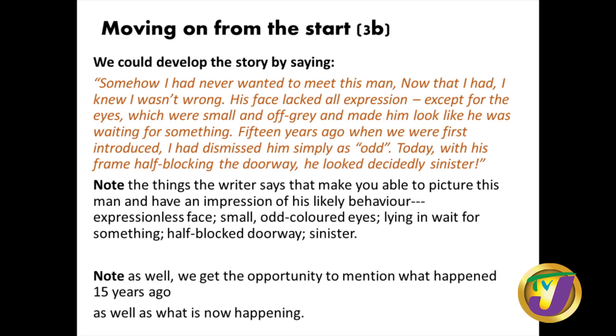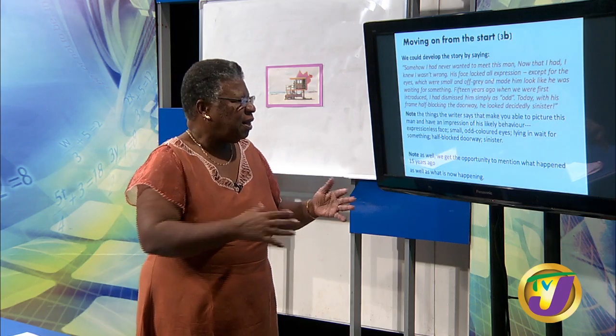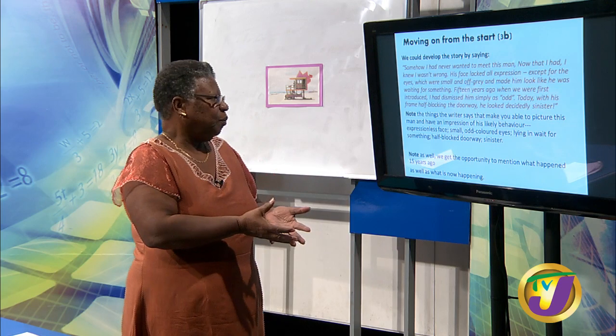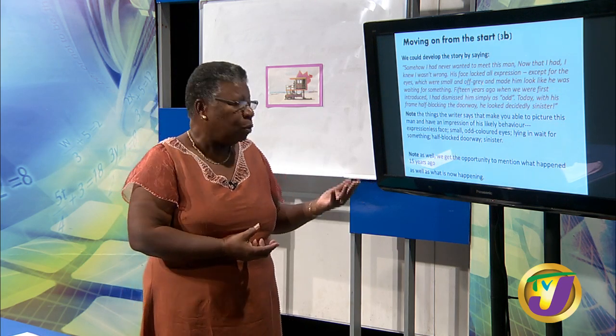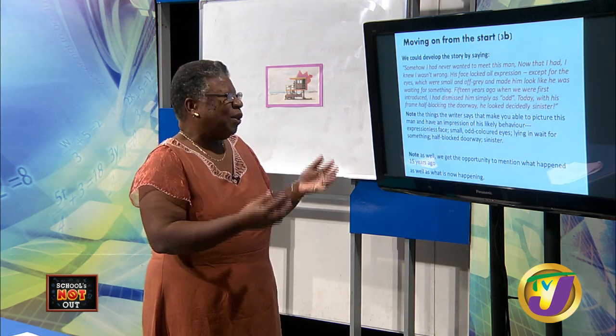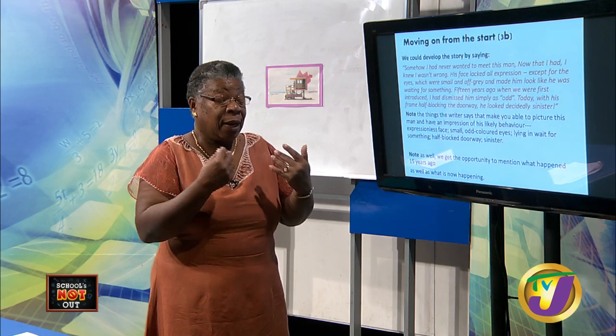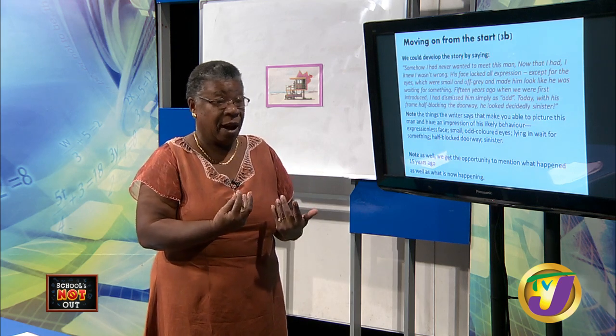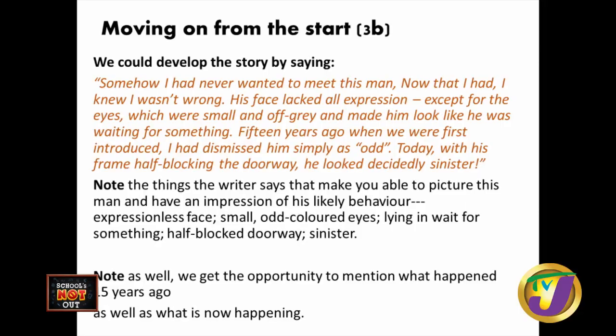I have started to write. I've started to frame my story. And one of the things I want you to note, pay special attention to actually, is the way in which the writer selects terms that help you to visualize the character. So we have his expressionless face, his small odd-colored eyes, the attitude of lying in wait for something, half-blocked doorway, sinister.